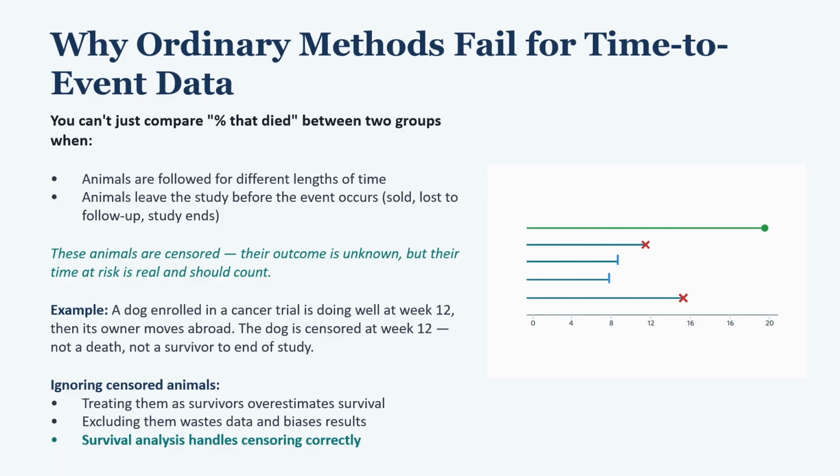Censored animals cannot simply be dropped from the analysis. They contributed real time at risk and real information about survival up to their censoring point. Dropping them introduces bias, but they can't be treated as survivors to the end of study either. That would artificially inflate survival estimates. Survival analysis, specifically the Kaplan-Meier estimator and its associated tests, handles censoring correctly by using the time each animal contributed to risk, whether or not it experienced the event. This is why it's the method of choice for any time-to-event outcome in veterinary research.